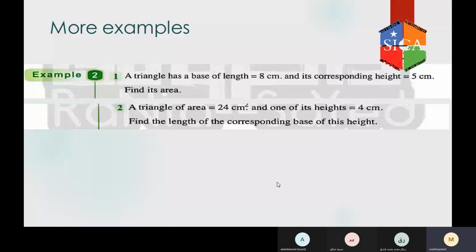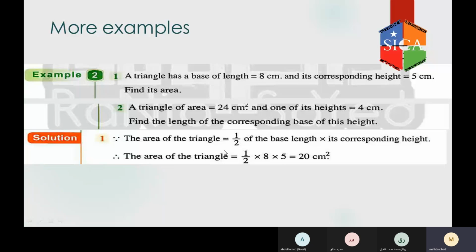Number 2. A triangle of area 24 square centimeters and one of its heights equals 4 centimeters. Find the length of the corresponding base. If we need to get the corresponding base, we divide the area of the triangle by half times the height. If we need to get the height, we divide the area of the triangle by half the length of the base.